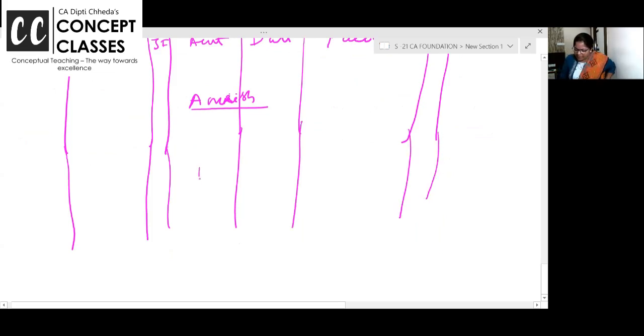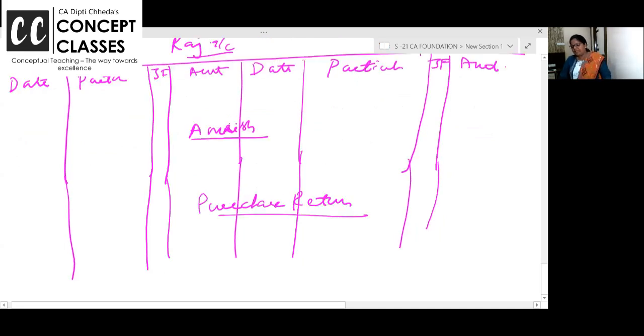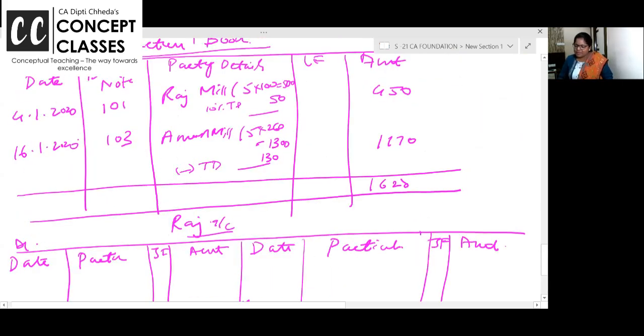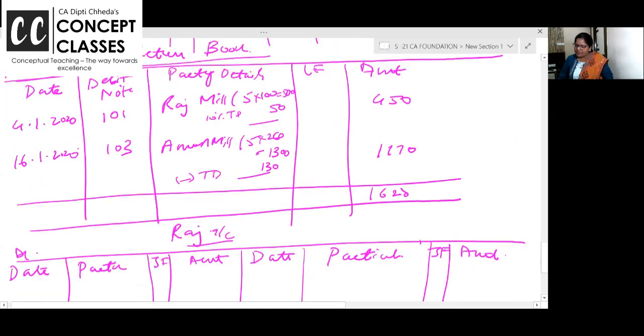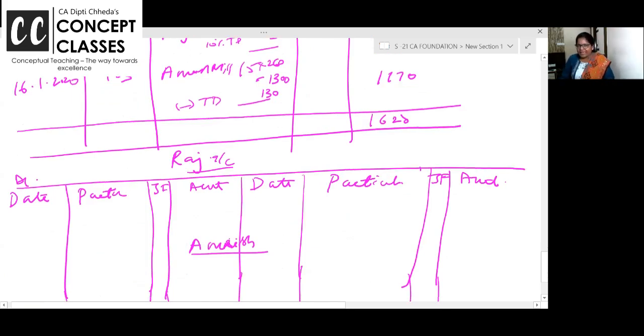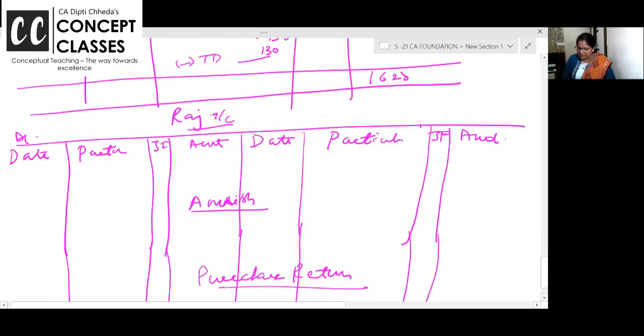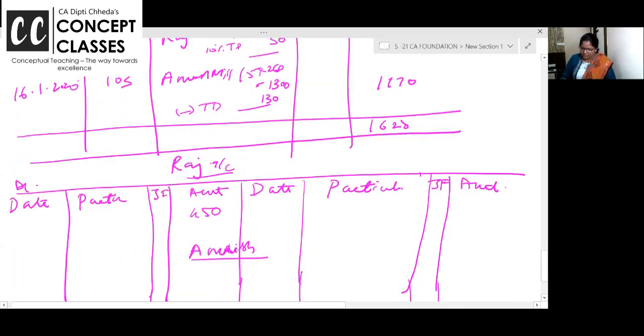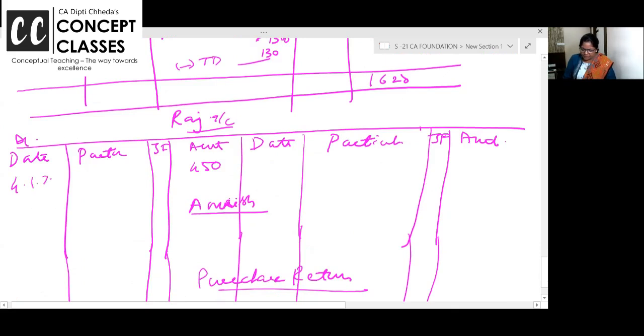After this, I am making the purchase return ledger. Right? Chalo. So what is the journal entry for purchase return? Raj account debit to purchase return. Journal entry is clear, no? Raj, you are the receiver of the goods, so we will debit you. On the same date, 4th of January 2020, Raj account debit to purchase return, I will debit.